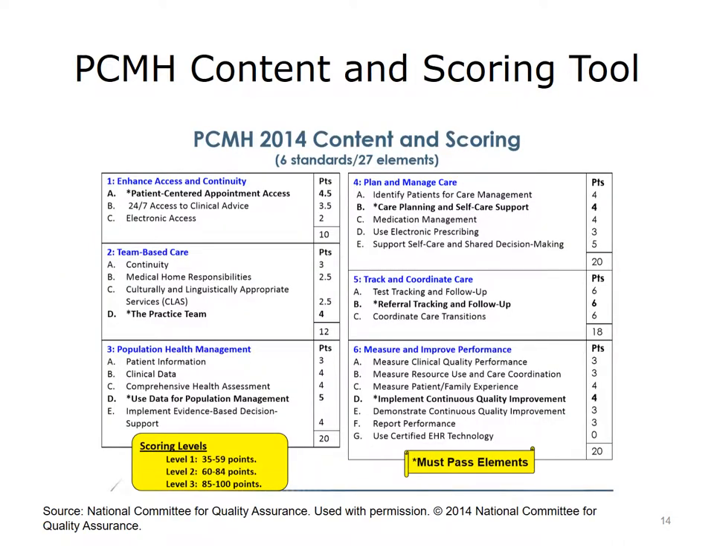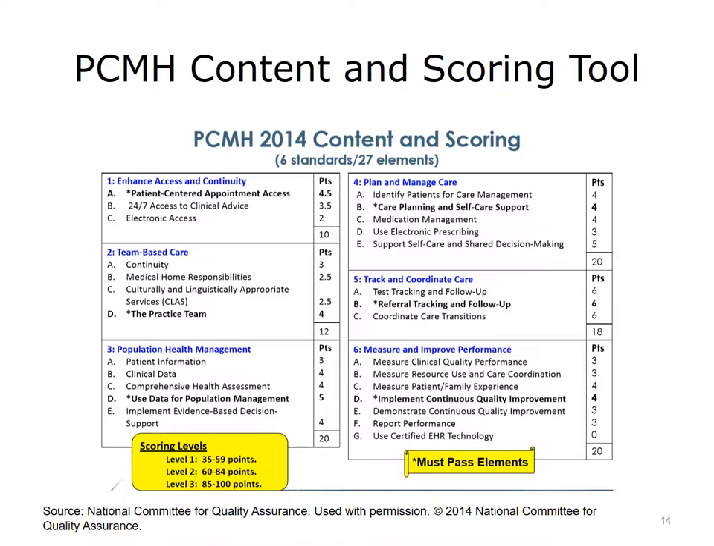The principles just outlined translate into specific elements that healthcare delivery sites have to put in place to be part of this system. This slide presents an example of elements and their scores necessary for the NCQA certification. This is one of many PCMH certifications, and it presents a good example of the specific elements. 27 elements across the following six standards are shown in this slide.